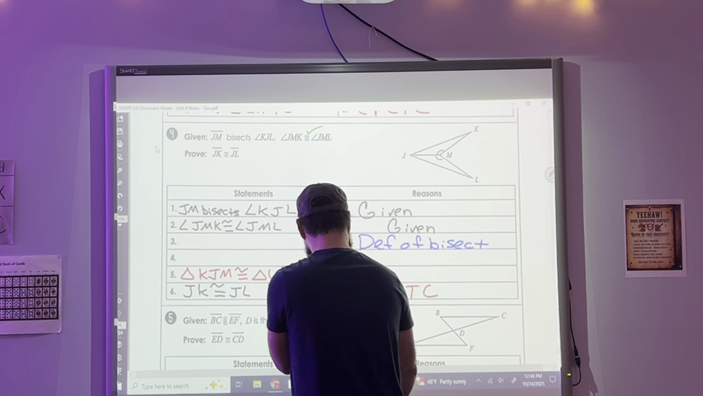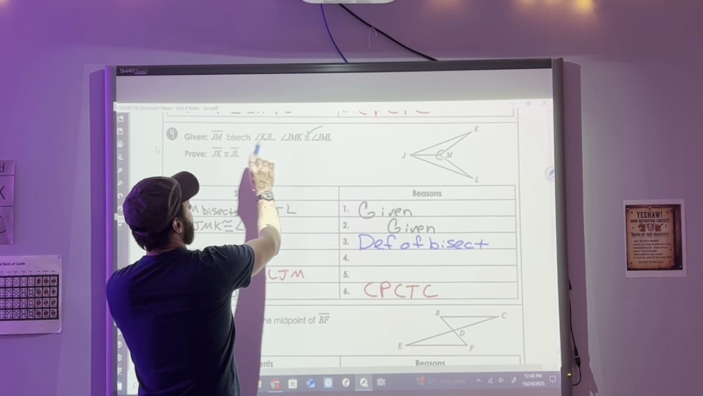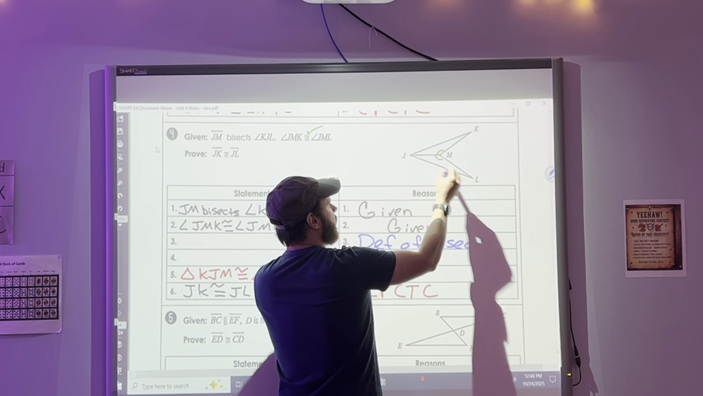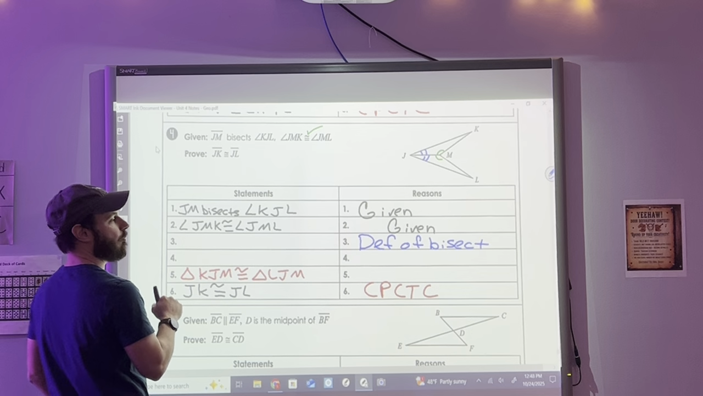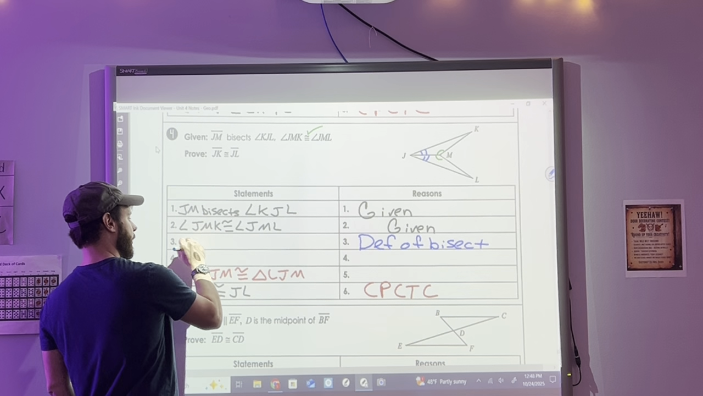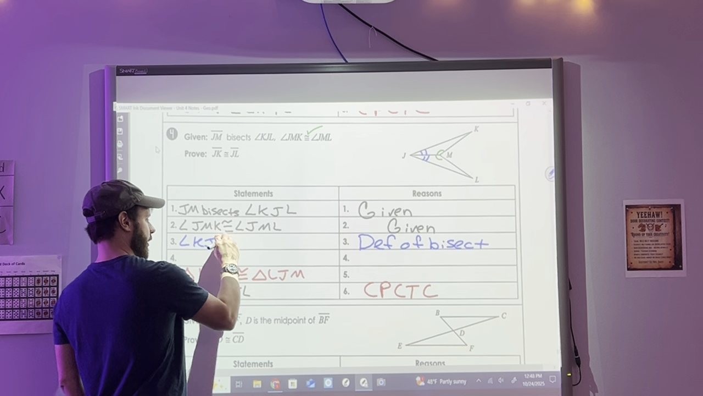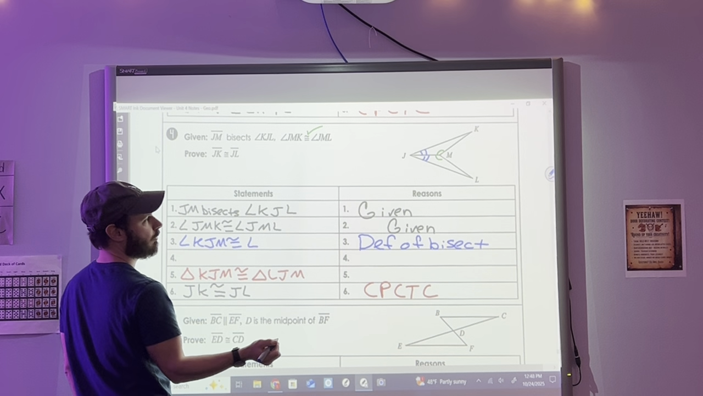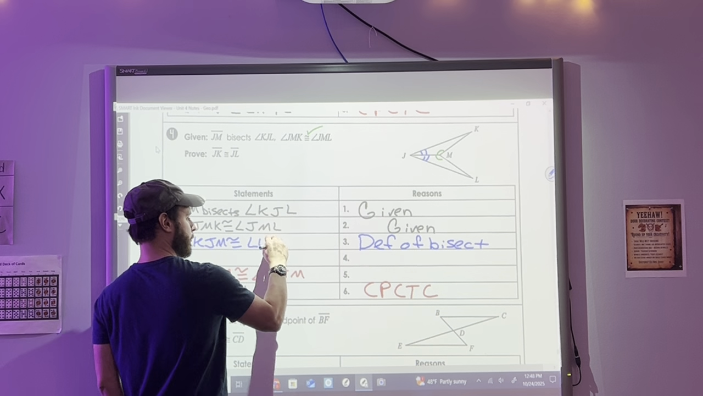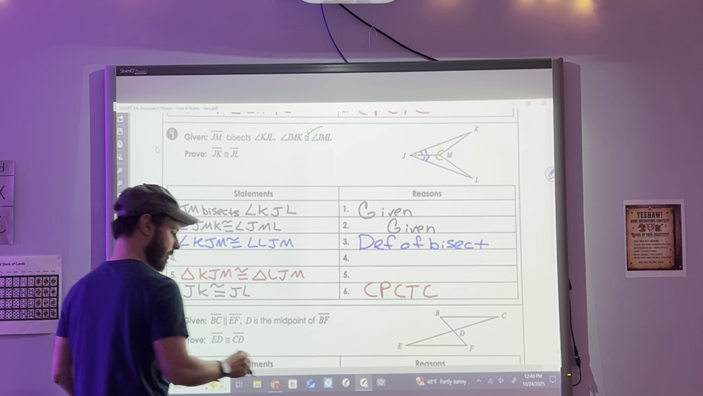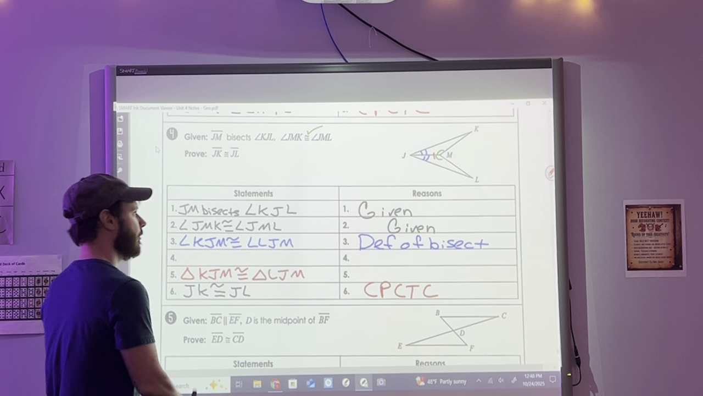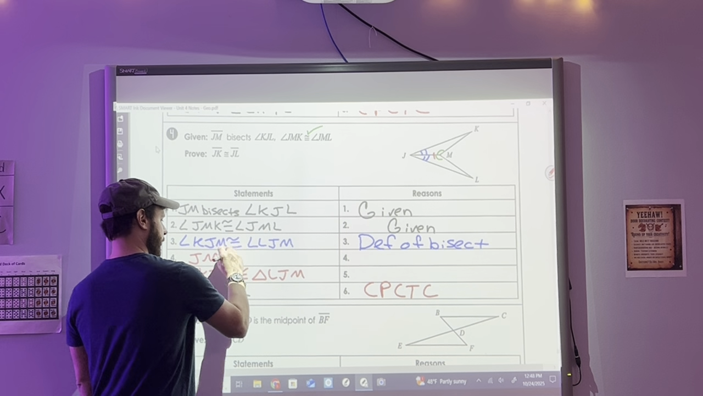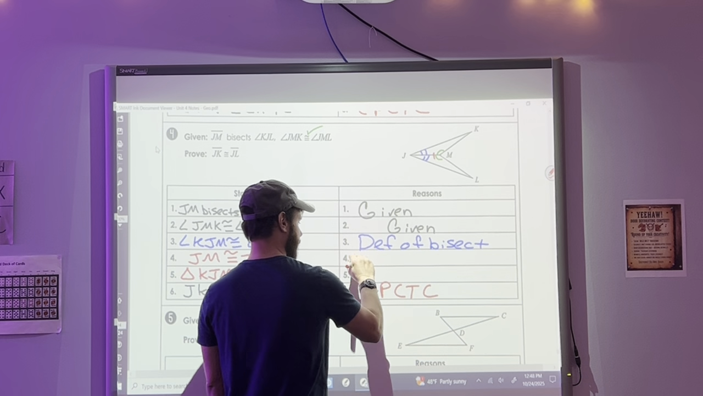Okay. Now I'll do the bisect thing. JM is cutting KJL in half. KJL is this angle. So if JM is cutting that in half, that's my statement for definition of bisector. Angle KJM is congruent to angle LJM. The last thing, overlapping side, it's important. JM congruent to JM, reason reflexive.